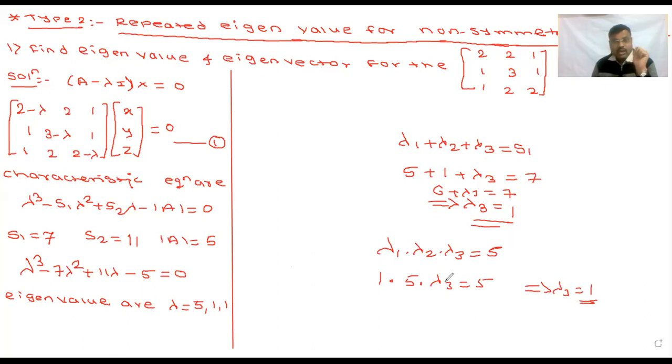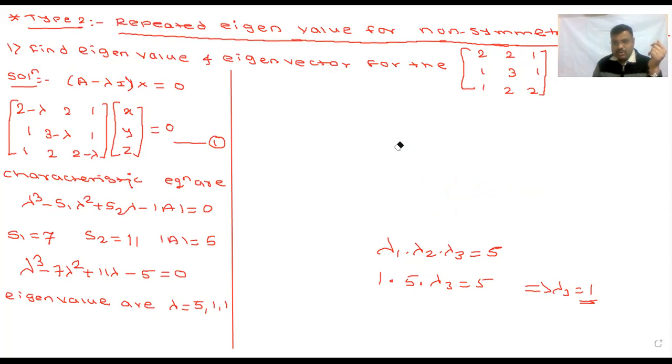In this way, we find which one is repeated. Your calculator shows only two values, or sometimes only one value. But your question is a cubic equation. Cubic equation means the number of roots of that equation is equal to the highest power of that equation, which is 3. So we need 3 roots. Here we got only 2 roots, so lambda is equal to 1 again.